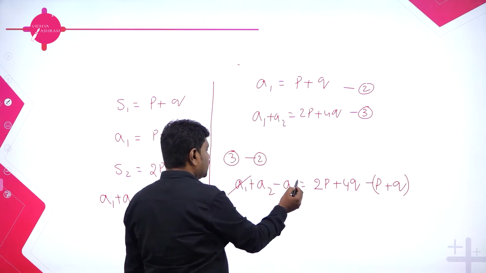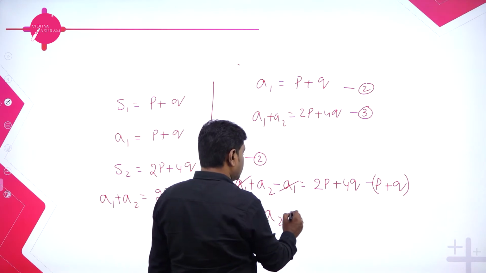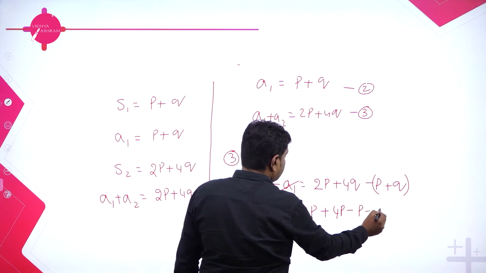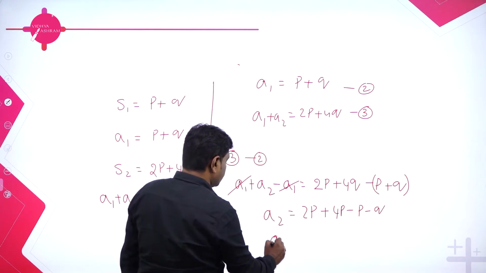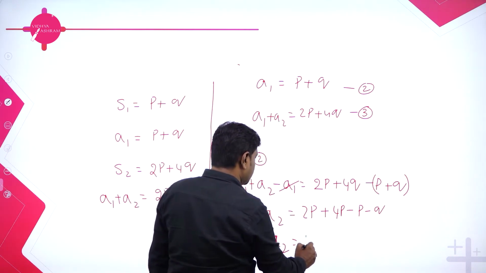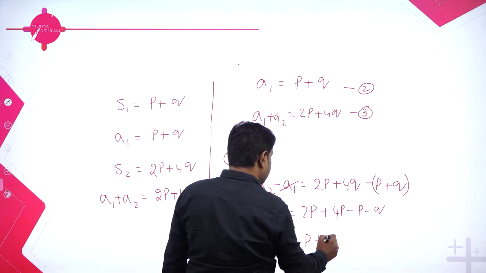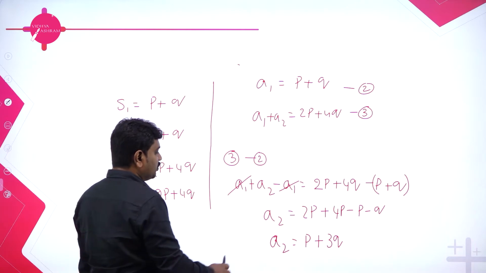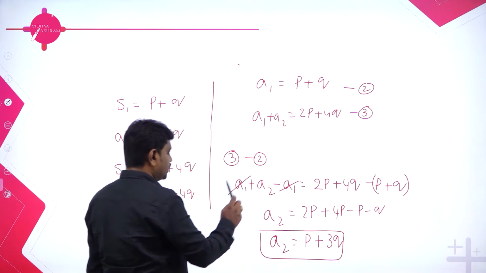So here A1 minus A1 cancels. We get the A2 value: 2P plus 4Q minus P minus Q. So what is A2? 2P minus P is P. 4Q minus Q is 3Q. So you got the A2 value also. What is A2 you got? P plus 3Q.